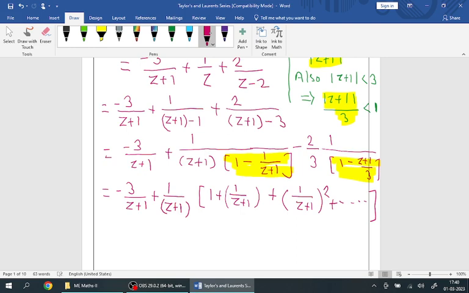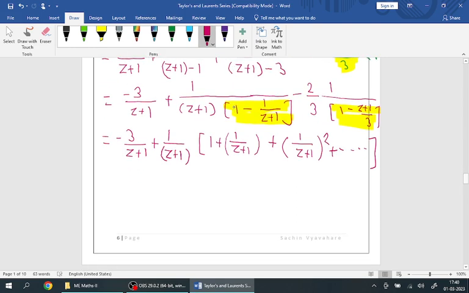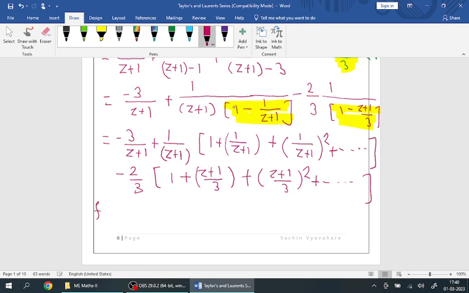So that is the second term expansion. Similarly, the third term expansion: minus 2 by 3, 1 plus Z plus 1 upon 3, plus Z plus 1 upon 3 bracket square. That's it. So this is the end of the question actually. Only if there is some simplification, yes, we can do that. For example, you will observe this first term and this term can be simplified. So the final answer f(z) can be written as minus 3 plus 1 is minus 2 upon Z plus 1.